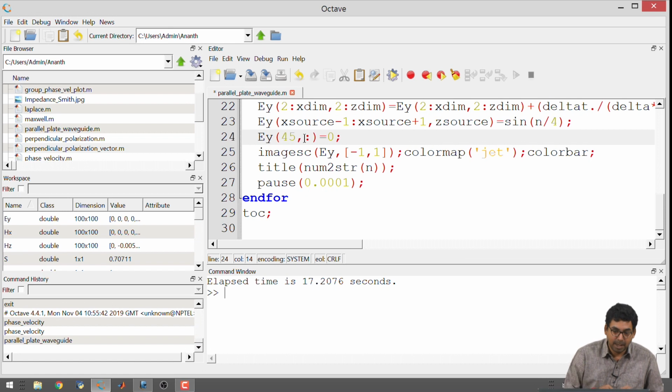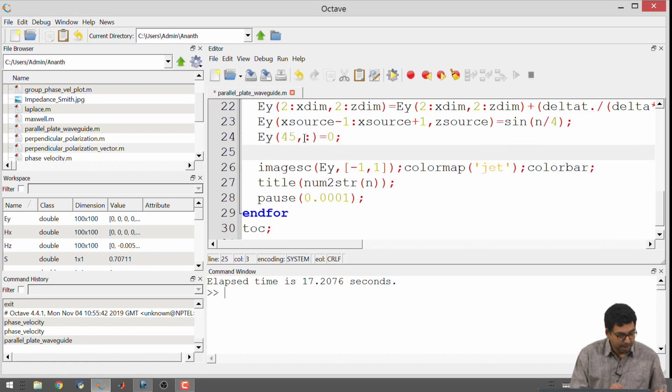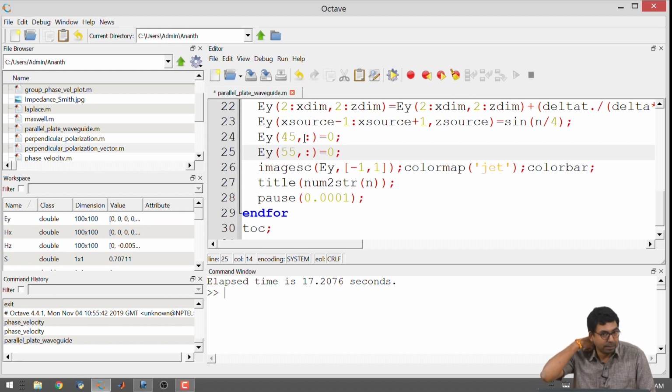Now, I want to place another line. So, I will place it symmetrically on the other side. I will just make it 55 comma colon and make that equal to 0. I have x dimension of 100, y dimension of 100, the middle point will be at 50. So, what I have taken is a line 5 grid points above and 5 grid points below, and I have placed 2 lines where the electric field has been forced to 0. Now, the definition of the parallel plate waveguide is done.